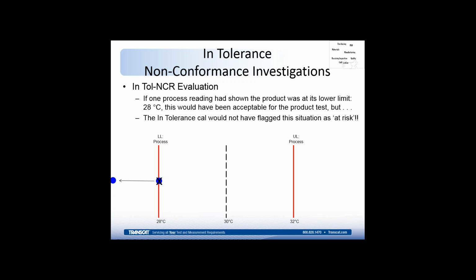And the in-tolerance calibration statement on the cal report for that temperature instrument would not have flagged this at-risk situation. Again, you're looking at the cal cert, you're not putting all the pieces together because there's nothing to help you do that. You just have to be aware of situations like this when you're at a one-to-one scenario. So that process measurement was actually bad.